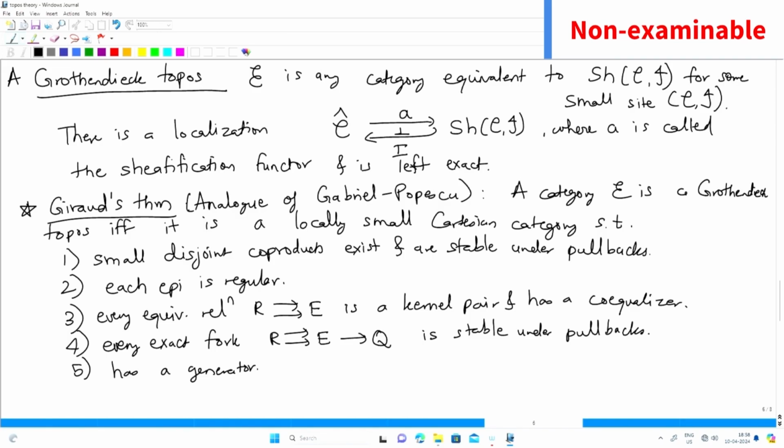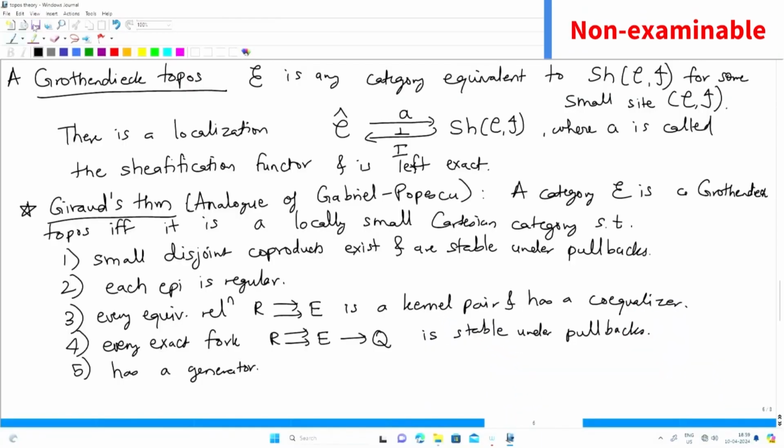Okay, so properties 2, 3 and 4 together say that it's the appropriate analog of an abelian category. And property 1 is the analog of AB4 and AB5, and property 5, has a generator, is the same thing. Any questions?